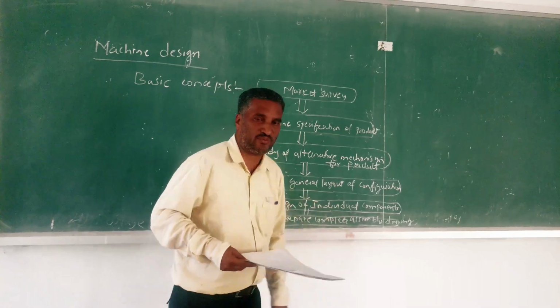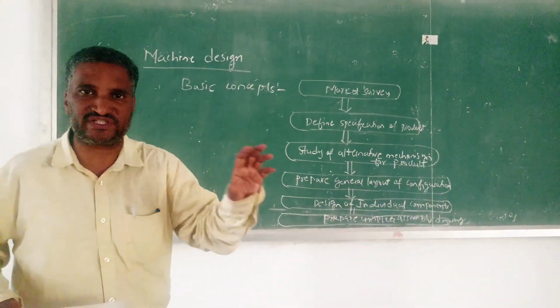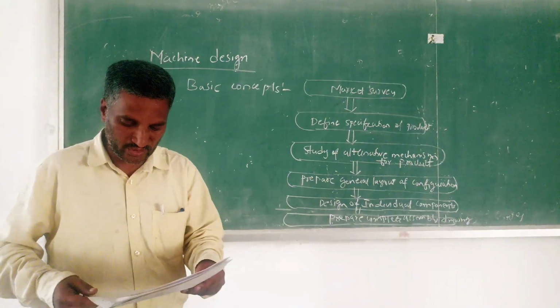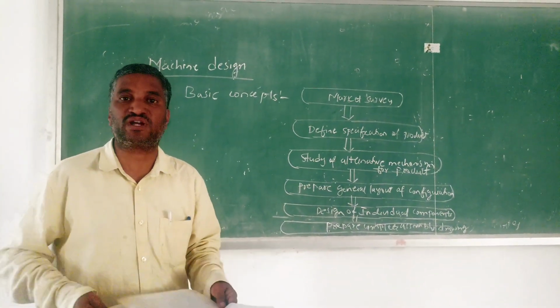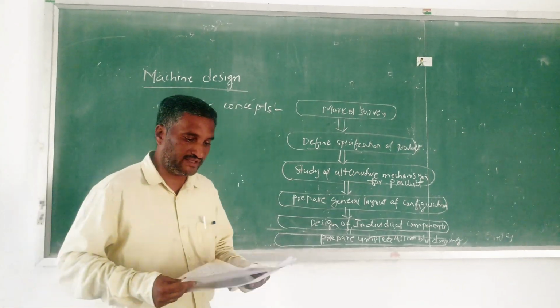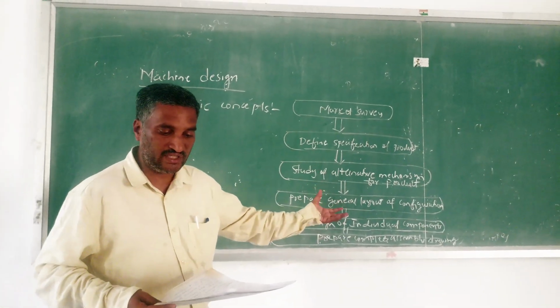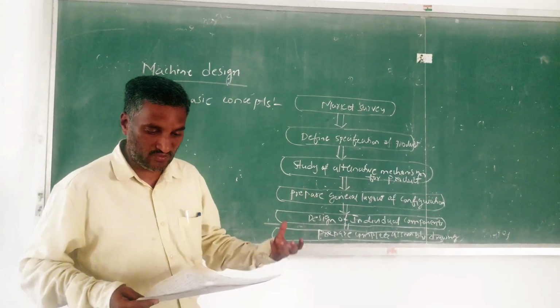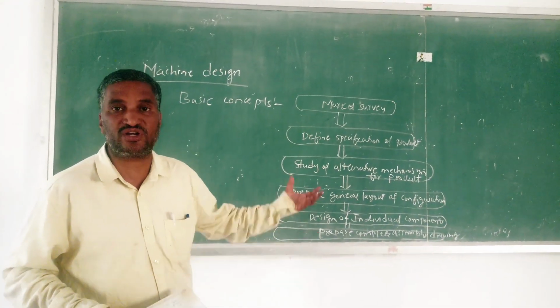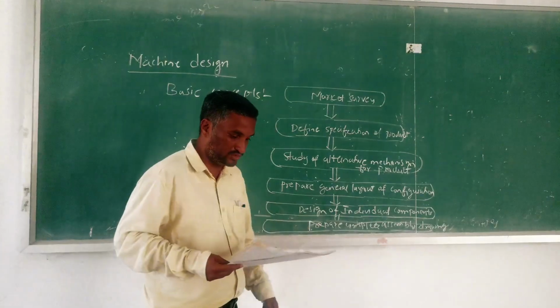Next, design of individual components. You prepare a general layout of the configuration of all the components, then go for individual checking. How are you going to design the individual component? What are the forces acting on the components? You have to check it. Whatever force is coming, after checking the forces coming on the component, you select the component based on the functional requirements of the product, based on the strength, rigidity, and the variations of the component. So that you have to check.